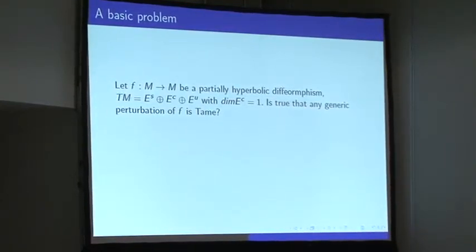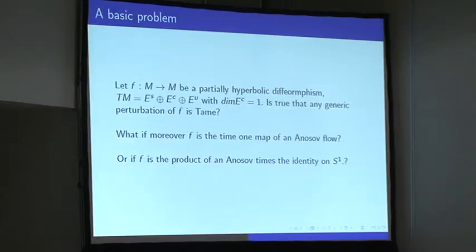Maybe you can construct examples where f has infinitely many chain recurrent classes, but can you perturb it, or does an arbitrary generic perturbation make it tame, or is this just an example of the above? What if f is the time-one map of an Anosov flow? This is a very simple problem that we don't know how to answer. Or also if f is the product of an Anosov diffeomorphism times the identity on S1.